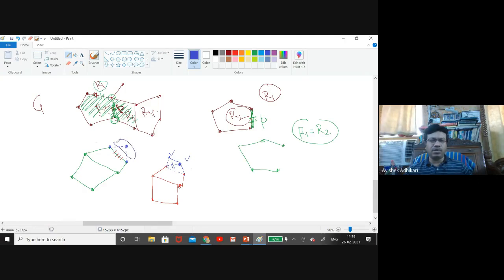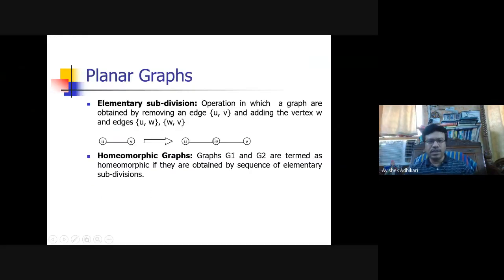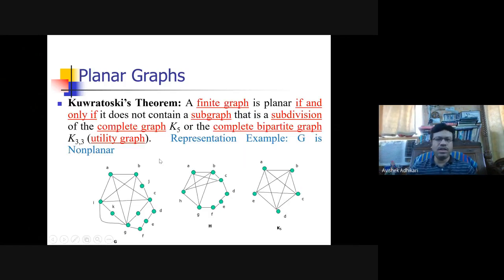Still we have the same graph that was initially there. So initially the graph looks like this, and these graphs are homeomorphic because in the first step we removed this edge, we had this, and then after that we removed this edge to get this. So G1 and G2 are termed homeomorphic if they are obtained by a sequence of elementary subdivisions. Okay. So these are the two basic definitions, and based on that, Kuratowski's theorem is there.